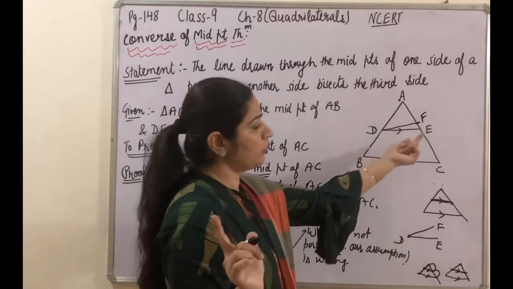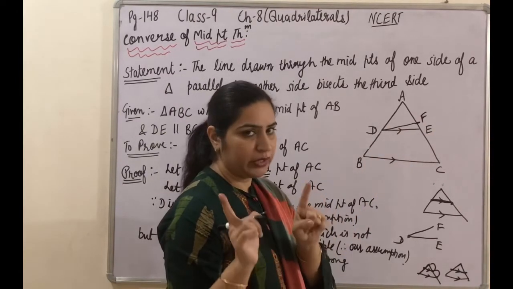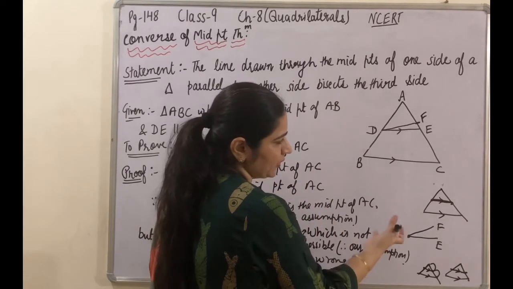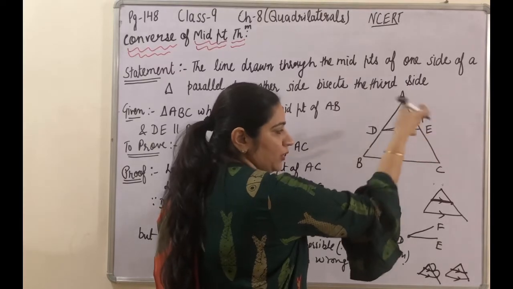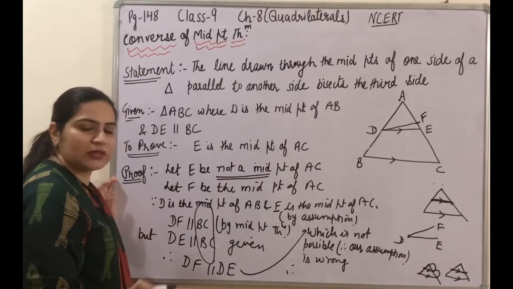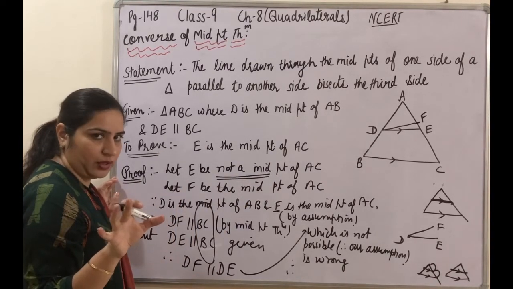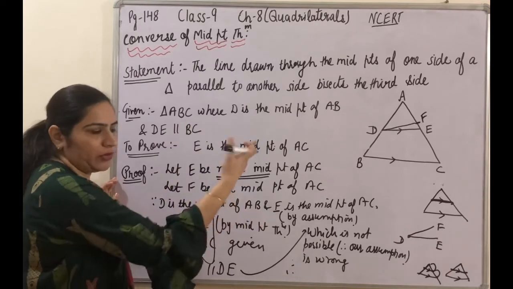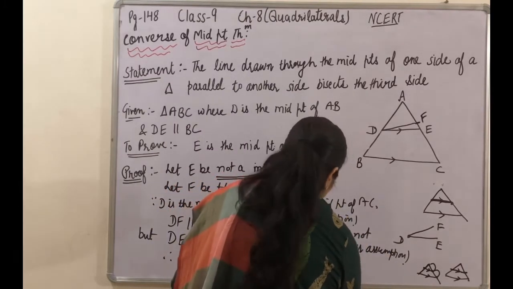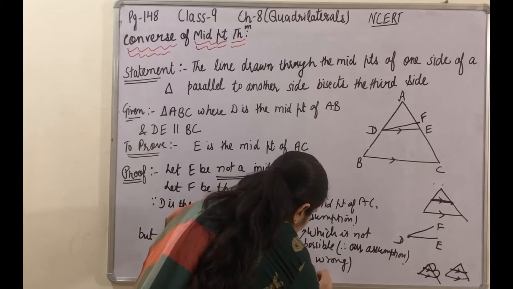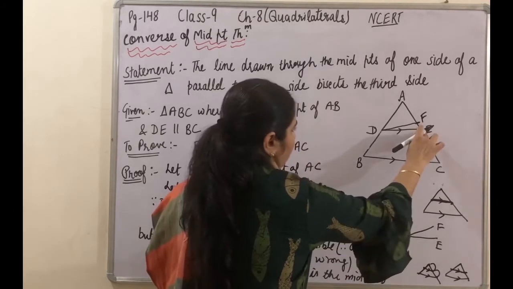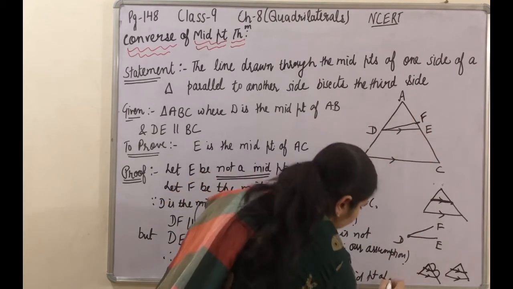Therefore I assumed E was not a midpoint, and I have arrived at the conclusion that it is actually the midpoint. I proved that whatever I assumed was wrong, and this method is called contradiction. I proved this theorem with the help of a contradictory statement. This is not possible, our assumption is wrong. Therefore I can say E is the midpoint of this side AC.